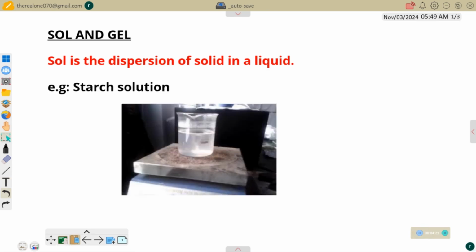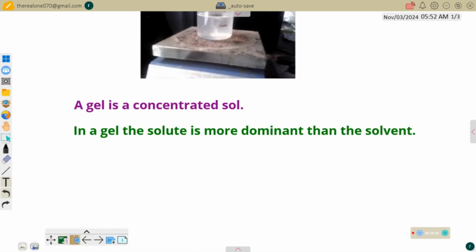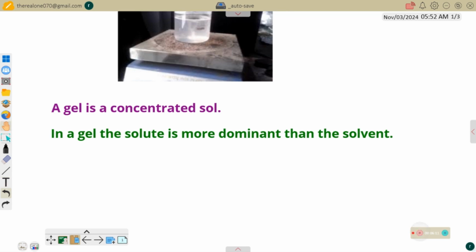So what we observe when we pour starch inside water is that there will be concentration of the water after stirring it. But when the sol becomes very concentrated, it becomes a gel. In a gel, the solute is more dominant than the solvent, whereas in a sol, the solvent is more dominant than the solute. Examples of gel are hot water starch and natural honey.